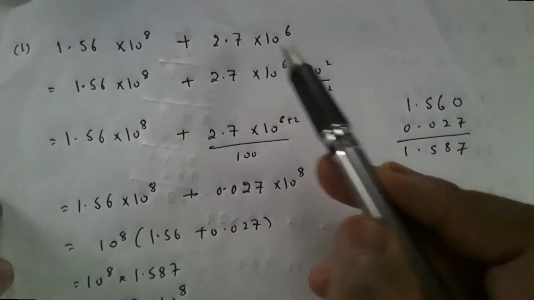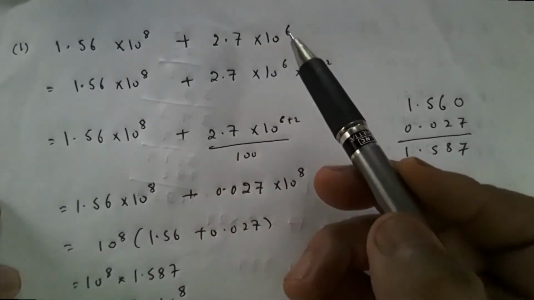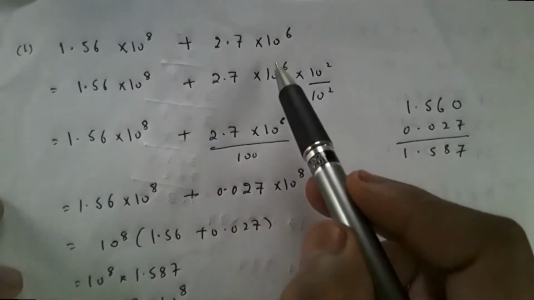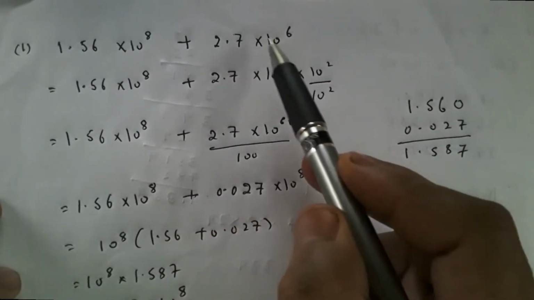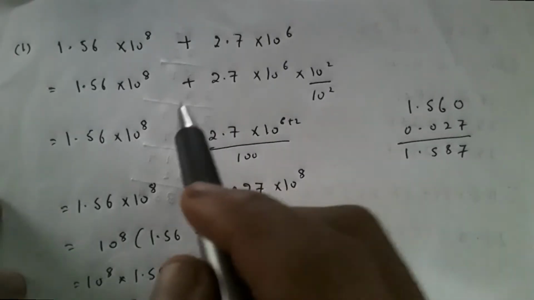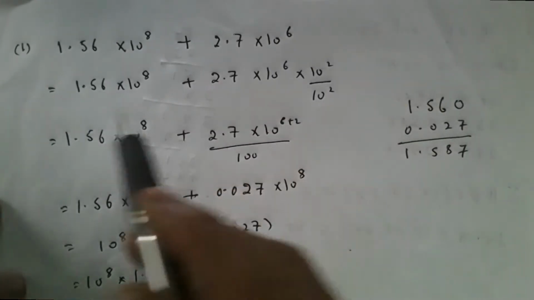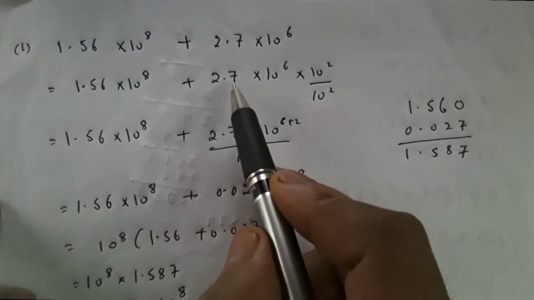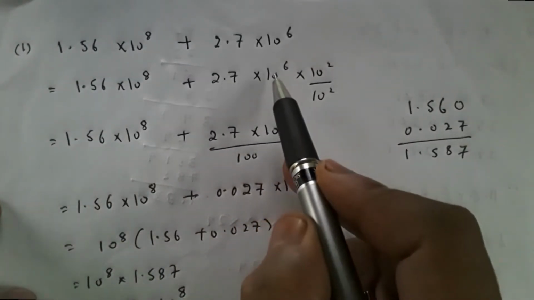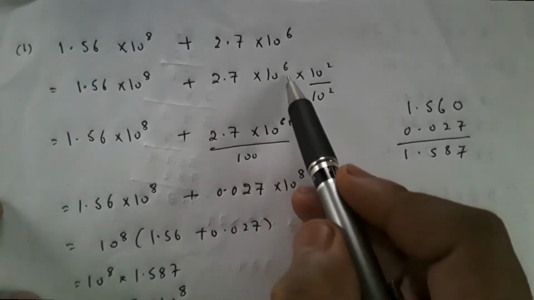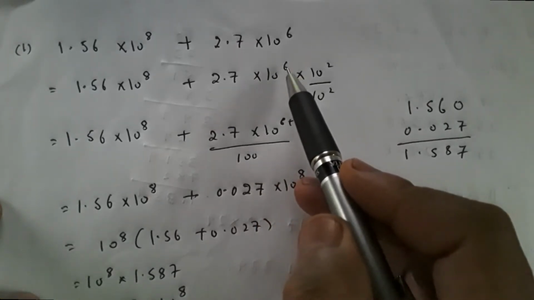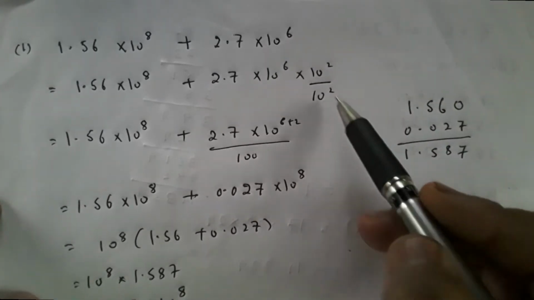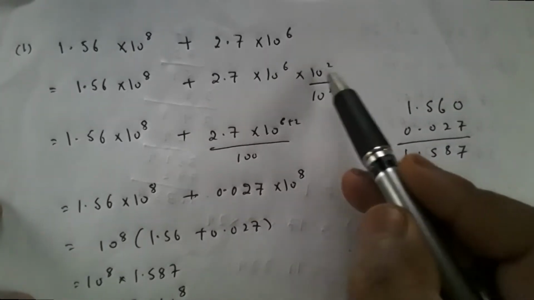You can convert 10 raised to power 8 into 10 raised to power 6, or 10 raised to power 6 into 10 raised to power 8, your choice. I will convert 10 raised to power 6 into 10 raised to power 8 in order to take common. So 1.56 into 10 raised to power 8 plus 2.7 into 10 raised to power 6. In order to convert 10 raised to power 6 to 10 raised to power 8, you have to multiply and divide by 10 square, 10 raised to power 2, because 6 plus 2 becomes 8.